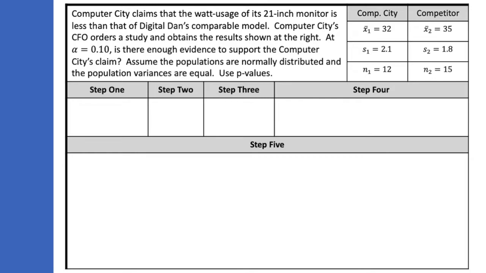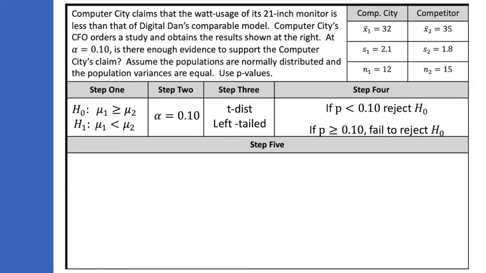Using p-values again. Because Computer City thinks that their computer wattage is less than the competitor, that's our alternate. The equal sign, remember, always goes in the null. So the null is that the mean of Computer City is greater than or equal to the mean of Digital Dan's comparable model. 0.10 significance level. We're using a left-tailed t-test. So if p is less than 0.10, we'll reject the null. And if p is greater than 0.10, we'll fail to reject the null.